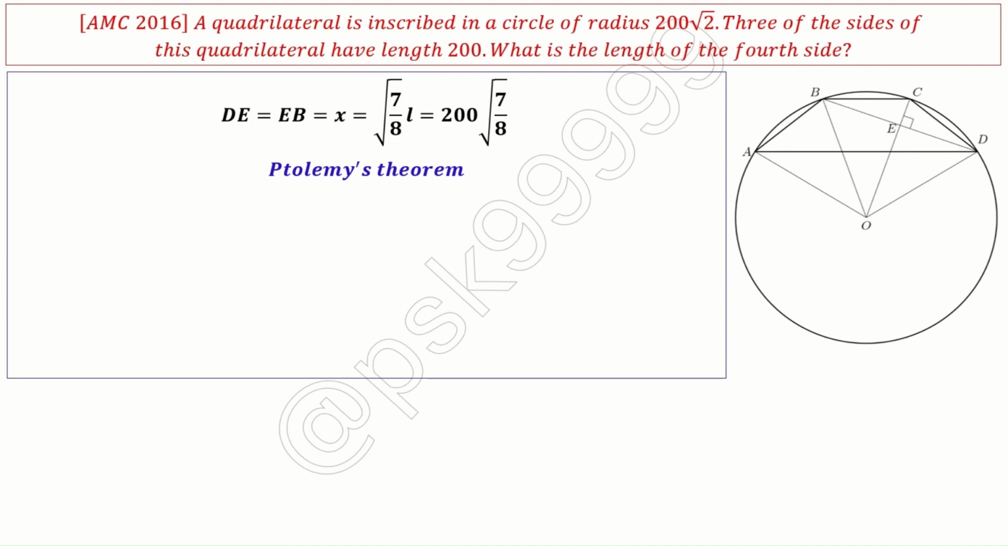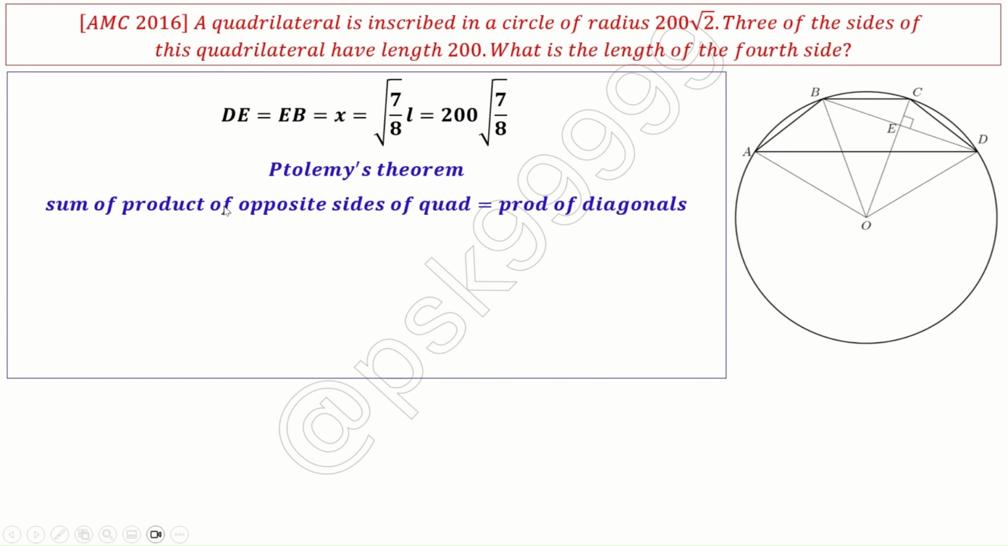What he said is the sum of products of opposite sides of a cyclic quadrilateral is equal to the product of diagonals. Which means the sum of products of opposite sides: AB's opposite side is CD, so AB into CD plus BC into AD is equal to the product of diagonals, AC into BD. These two diagonals are the same, we know that already.